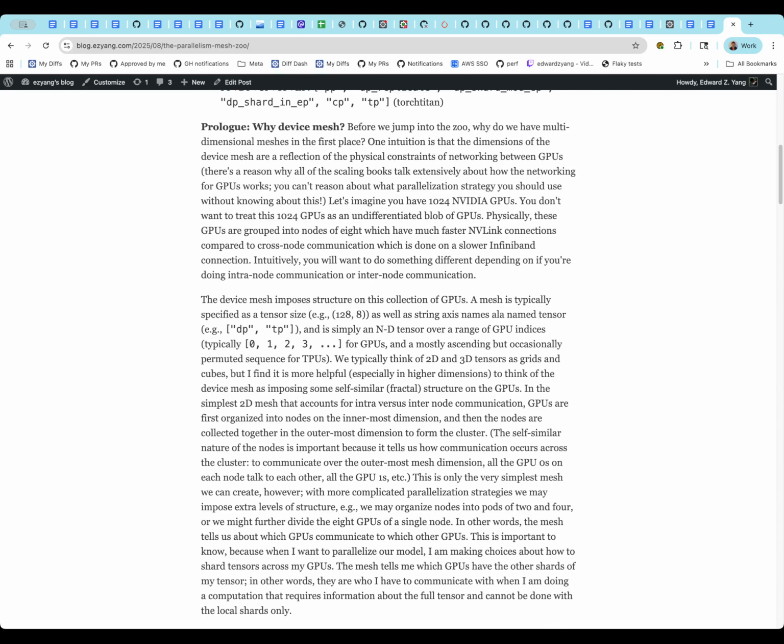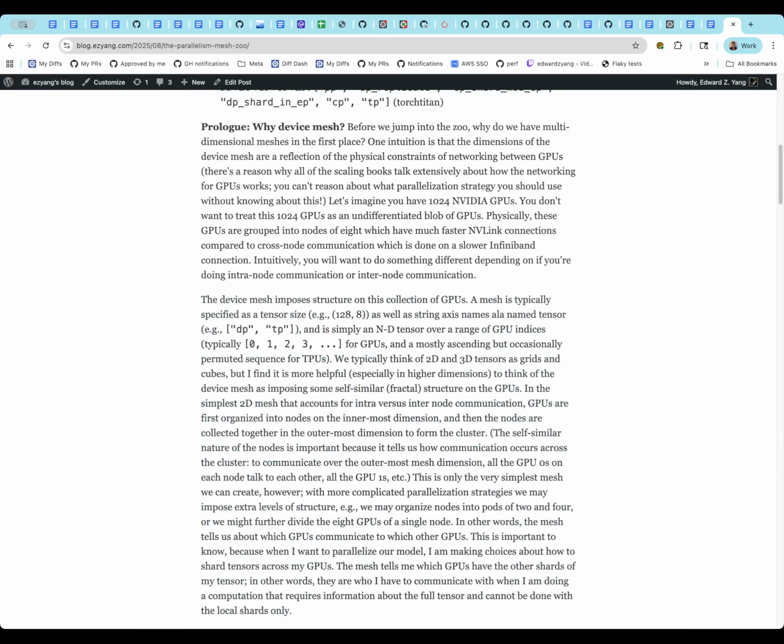So how would you represent this kind of organization? Well, a 2D tensor is good for this, right? You say the inner dimension are the GPUs that are closest to each other. Its size is 8. And so I have 8 of these GPUs. And then the outer dimension is just how many nodes I have. And this is the veriest, simplest physical layout I can do in this situation.